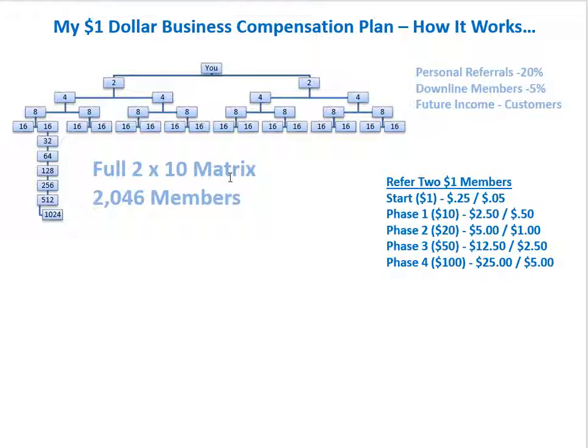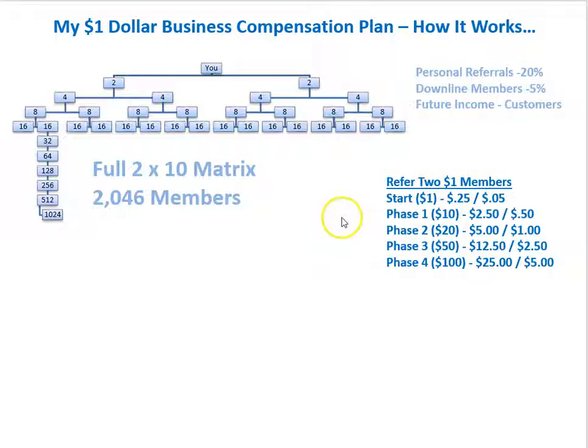The one thing that your first goal you should do is go out and refer 2 $1 members. When you go out and you refer 2 people for just $1, it's going to make you commission qualified for the entire 2x10 matrix and all stages or all phases of it. The $1, the phase 1, phase 2, phase 3, and phase 4.